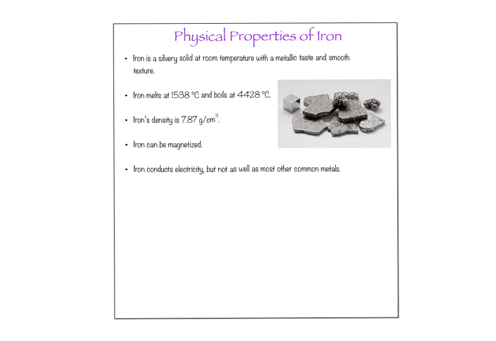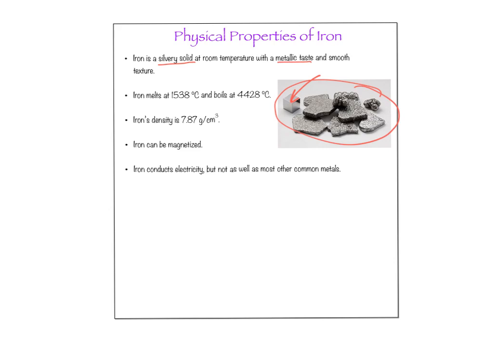So here are some real examples. I have a bunch of iron right here. Let's list some physical properties of iron. Well, it's a silvery solid at room temperature. It has a metallic taste. Please don't lick iron in our class. And it can, in this case, have a smooth texture. Iron melts at 1,538 degrees Celsius, so that's the temperature we can get it to go from solid to liquid, and it boils at 4,428 degrees Celsius, so the temperature it goes from liquid to gas.